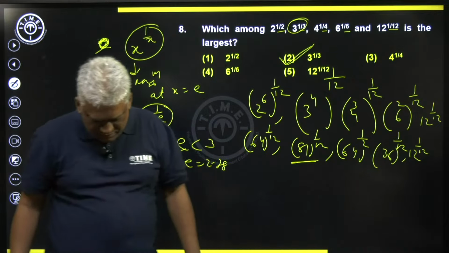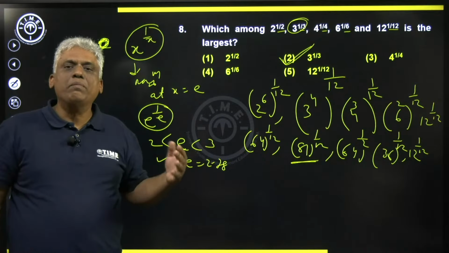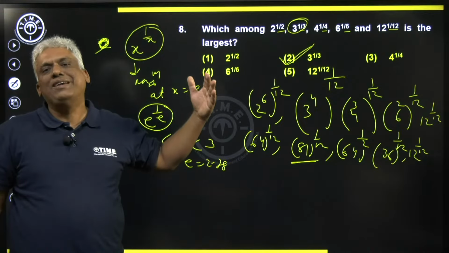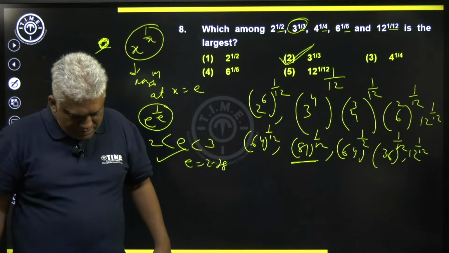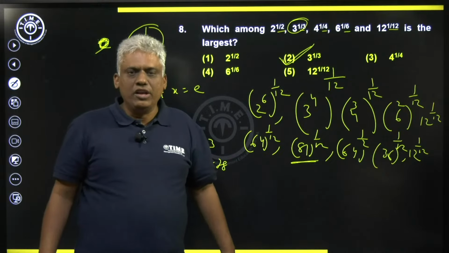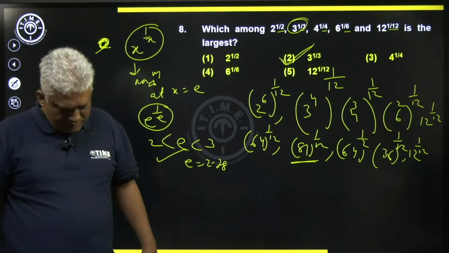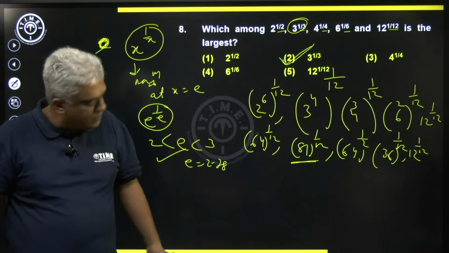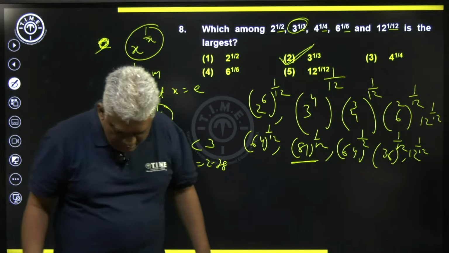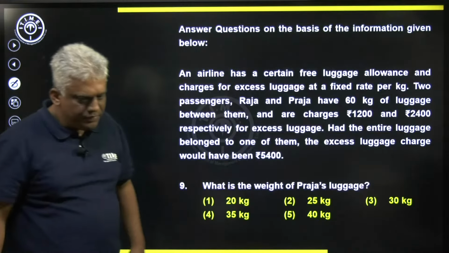Is it clear, guys? So remember that x to the power 1 by x is maximum at e, and e to the power 1 by e is the maximum. I hope this is clear to all of you. Any doubt, guys? So option 2 is the answer. Let's go to the next question.